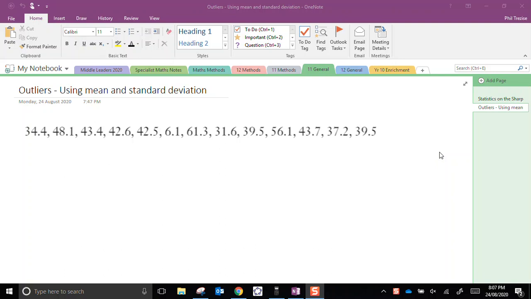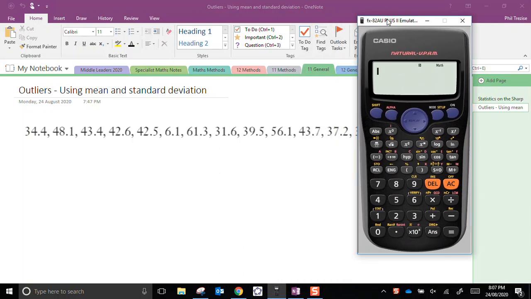Hi everyone. This lesson is about identifying outliers from a data set. And in this example, we have continuous data. We can see that the data has decimal values. So I'll be using the mean and standard deviation to determine if any of these data points perhaps could be outliers.